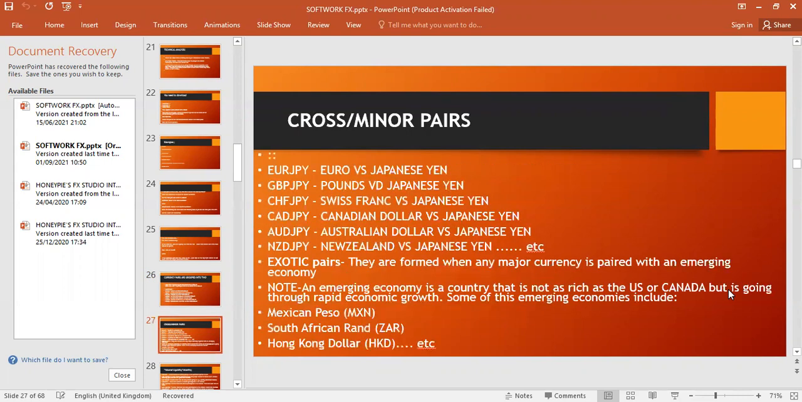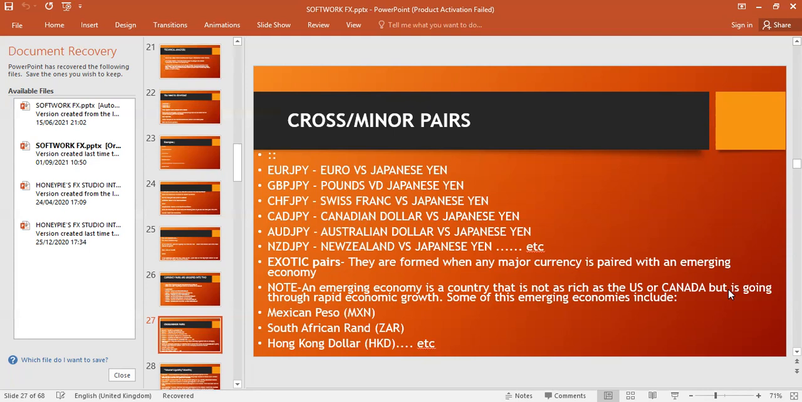The next one is cross or minor pairs. They are pairs that don't come with USD. There are other important pairs in the market, like you see, we have Euro JPY, GBP JPY, CHF JPY. None of them is carrying USD, whether as the base currency or the quote currency. They are referred to as the minor pairs.